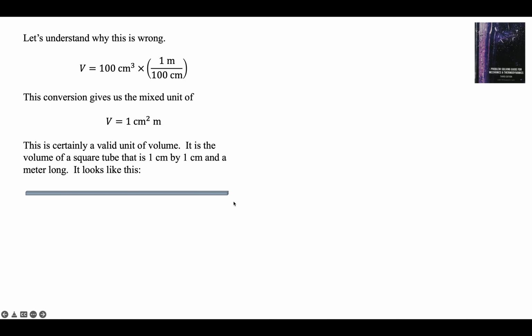It's a square tube that's a meter long. 1 centimeter high, 1 centimeter across, 1 meter long. That's 100 cc's. 100 cubic centimeters, right? Let's convert another one of the units.